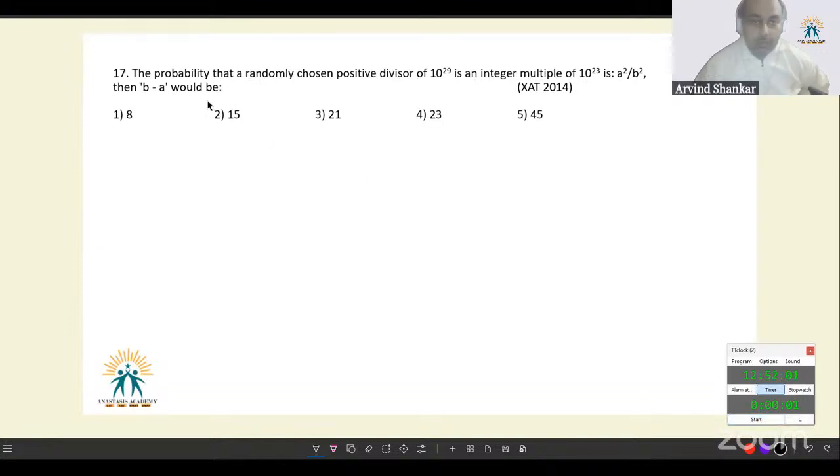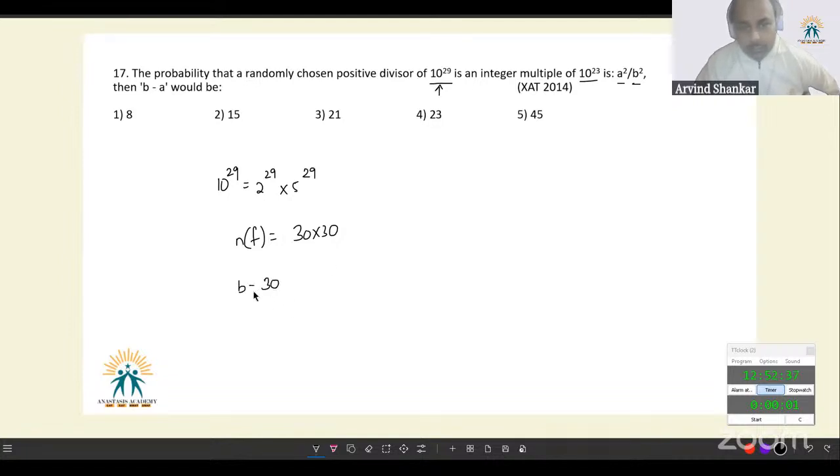The probability that a randomly chosen positive divisor of 10 raised to the power 29 is an integer multiple of 10 raised to the power 23 is a square by b square. Then b minus a would be. Okay. So our sample space is all the factors of 10 raised to the power 29. 10 raised to the power 29 can be factorized as 2 raised to the power 29 into 5 raised to the power 29. And therefore, number of factors here would be 30 into 30. So the denominator here is most definitely 30. B is 30. This gets identified very, very quickly.